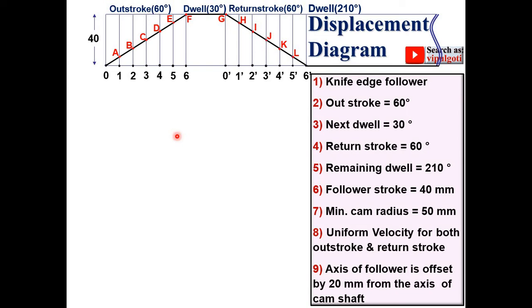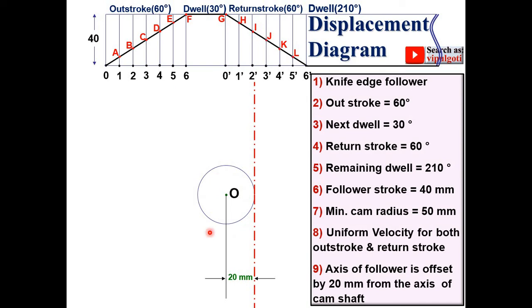Now start the cam profile. So first take randomly any one point and give the name as O. Now the offset distance is given to you as 20 mm. So take offset distance as 20 mm and draw the circle. That circle is known as the offset circle. So simply we can say, with the help of the compass, you can draw the circle with the radius 20 mm.